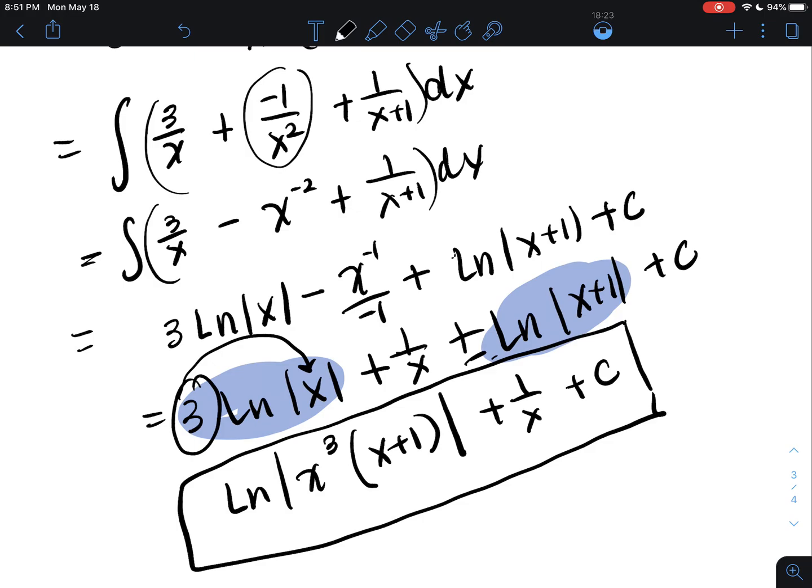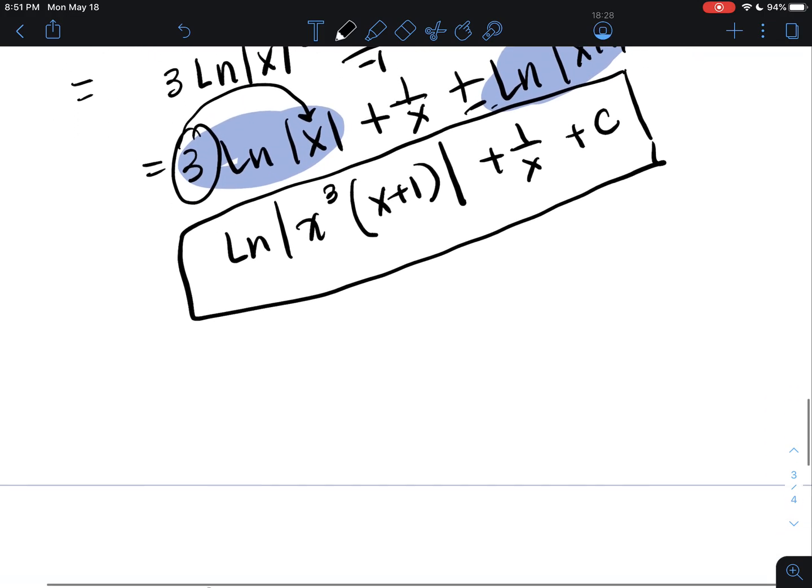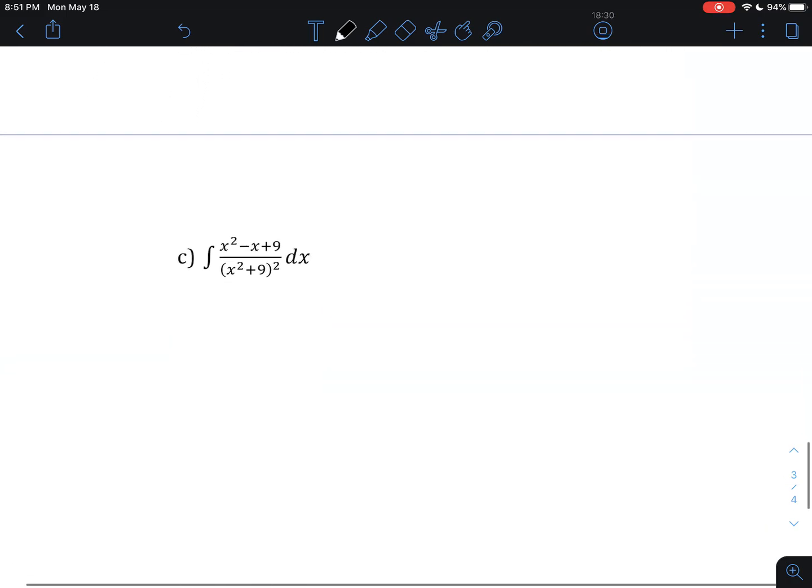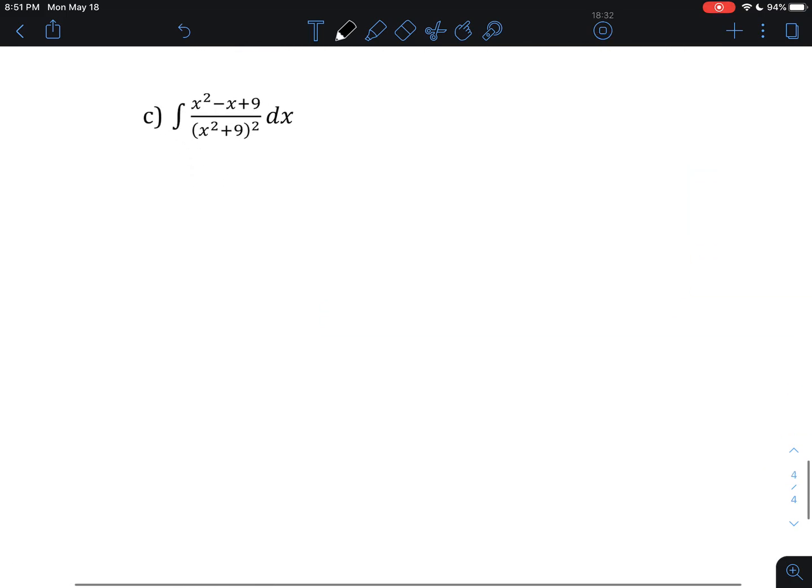And I would leave the absolute value because we don't know the value for x, and then x plus 1 inside, so we need to make sure that's okay. Okay.